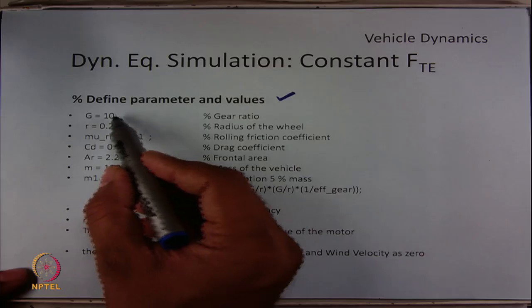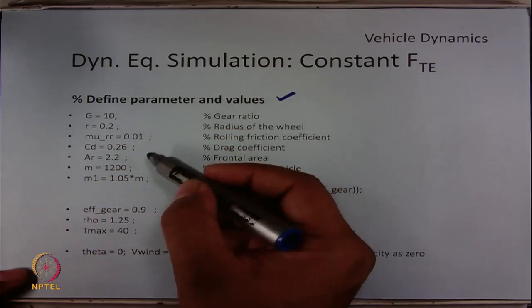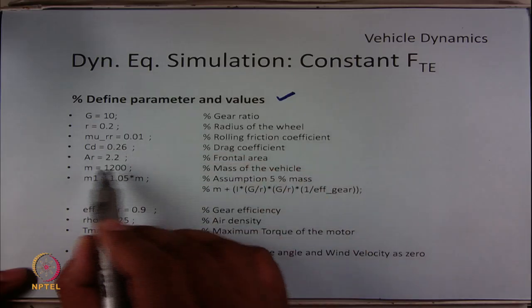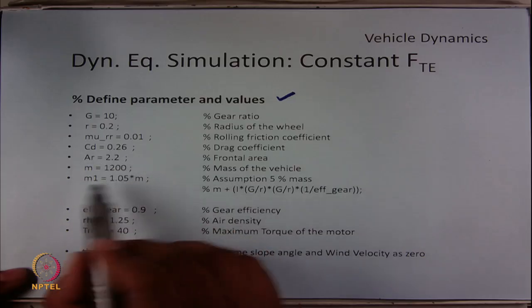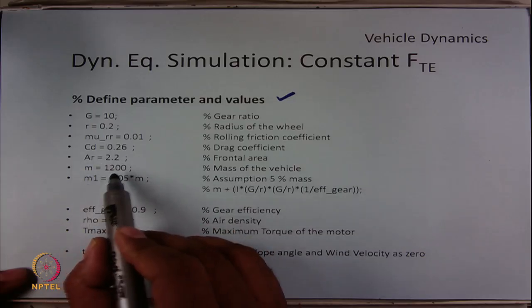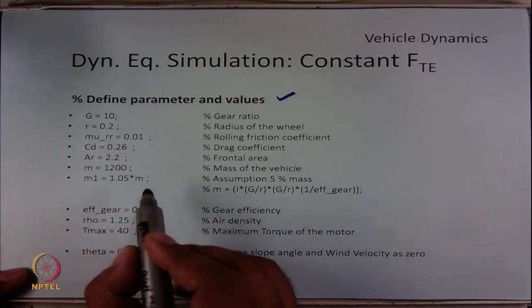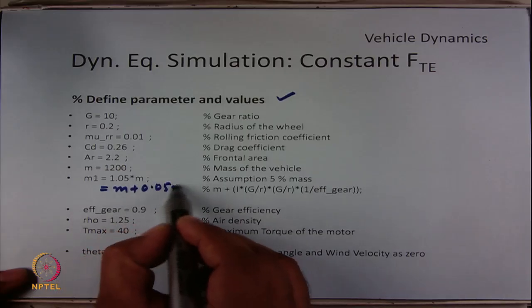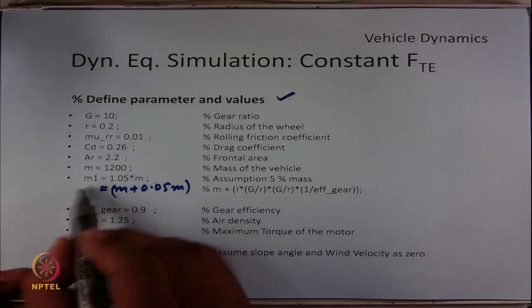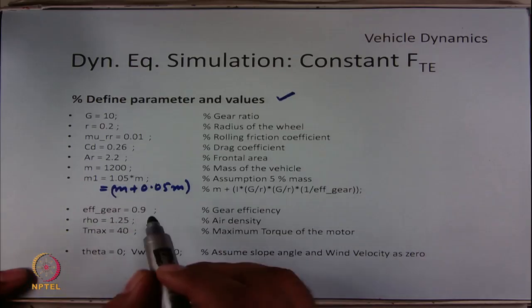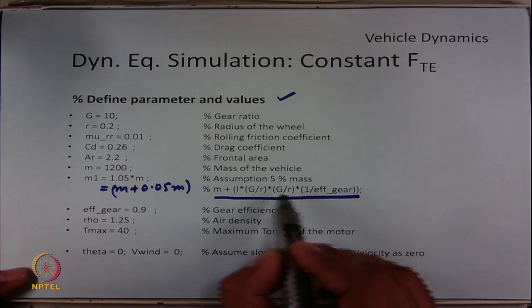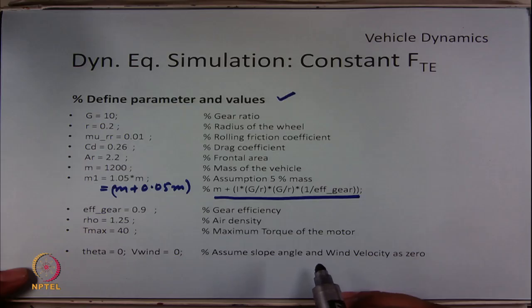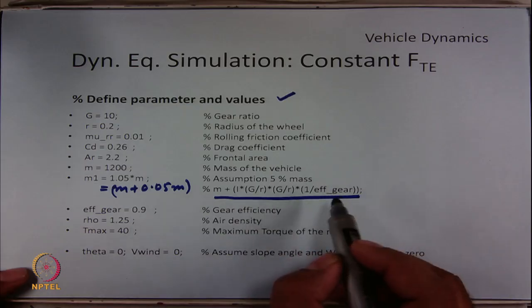So, g equal to 10, r equal to 0.2, mu r of 0.01, CD of 0.26, AR of 2.2, M of 1200 kgs, and M1 is basically M plus 0.05 M. So, we are together telling this as M1. So, this is the total mass. So, this is M plus the 5% of the total mass for the moment of inertia of the motor.